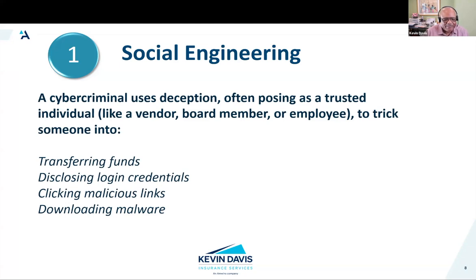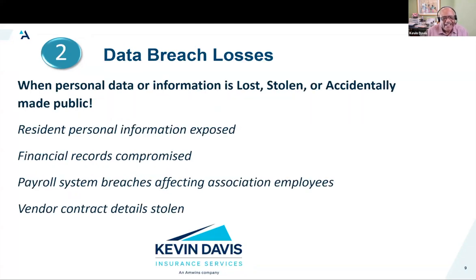Number two, data breach losses. When cyber insurance was first created, it was really for data breaches. A data breach is personal identifiable information that's either lost, stolen, or accidentally made public. And when that happens, they'll use that information to create their own Sherry Branson or their own Kevin Davis with social security numbers, and they apply for bank loans, and that's the basis for it.